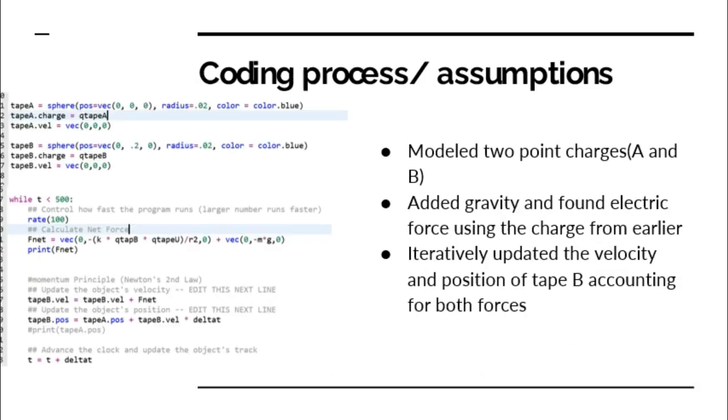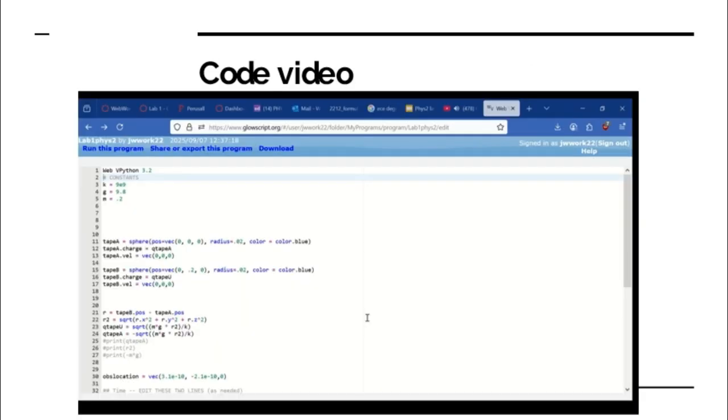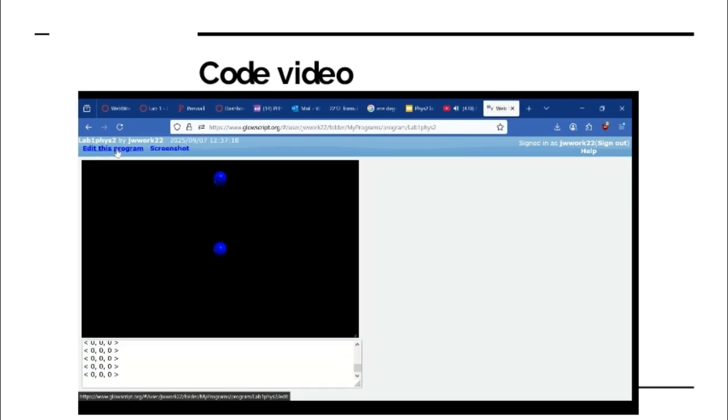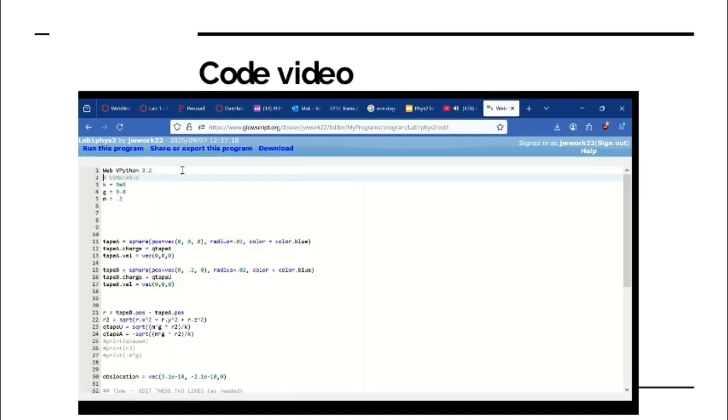To create the code for this project, I modeled two point charges that are a centimeter away. I have charge A and charge B, which represent the two charged pieces of tape, the one that was floating and the one beneath that was supporting it. I simulated gravity and found the electric force using the charge from earlier. Here you can see the video of my code in action, and you can see how the top charge isn't moving. This isn't a still simulation; it's simulating the electric forces of both charges, and it's also simulating gravity. But the top charge isn't moving because the force of gravity is canceling out with the electric force of the charge beneath it. This further proves that my math on the explanation side was correct.